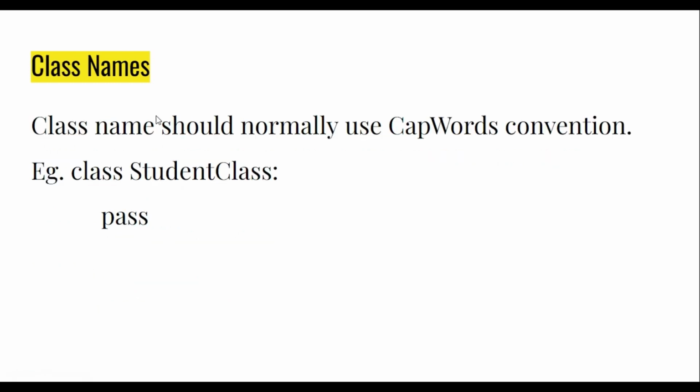Next is class name. Whenever you are giving a class name, it should normally use the CapWords convention. CapWords convention means the first letter of each word should be capital. So here I want to define one Student class. The first character of this word I have taken as capital, and here also I have taken C as capital. So these are the conventions.